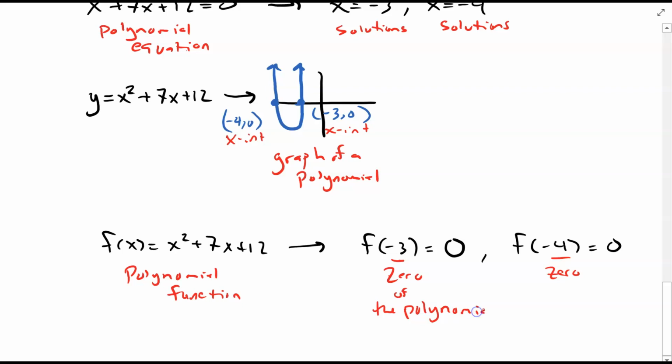So we call those zeros for the polynomials. So notice that the factors, the solutions, the x-intercepts, and the zeros, these are all related to one another, right? If I know one of them, I can find the other ones. Everybody agree with that?